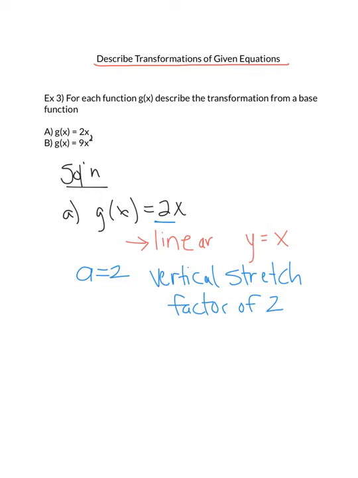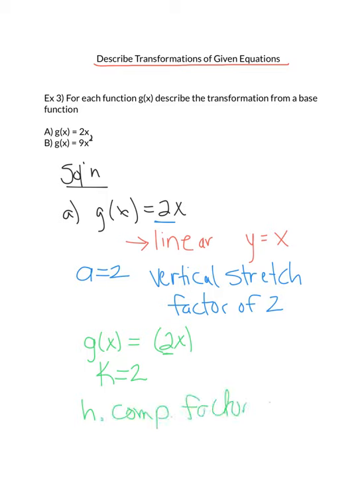Now, what might be more difficult to see, or what only a few of you might be seeing, is that this could also be a k. So if I rewrite this, g of x is equal to, if I wrote it like this, maybe people would be more inclined to say that this were k. So we could also say that this is a k of 2, which means that we have a horizontal compression by a factor of 1/2. Remember, it always has to be 1 over k.